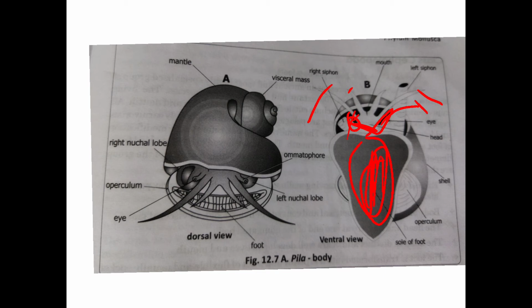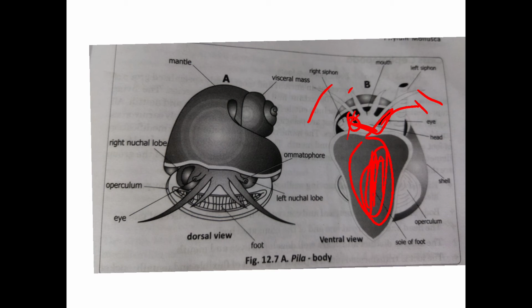Pila is a common example for Gastropoda. The important features are that they are aquatic, with an unsegmented, soft, asymmetrical body. In Pila, the head and foot are bilaterally symmetrical, but the other region, the visceral mass, is asymmetrical. The body is divisible into three regions: head, visceral mass and foot. Then the shell is univalvular, spirally coiled.